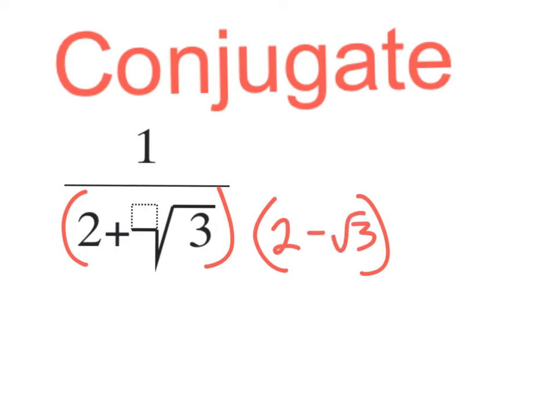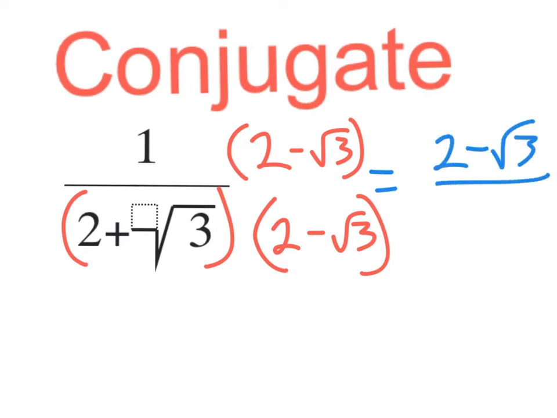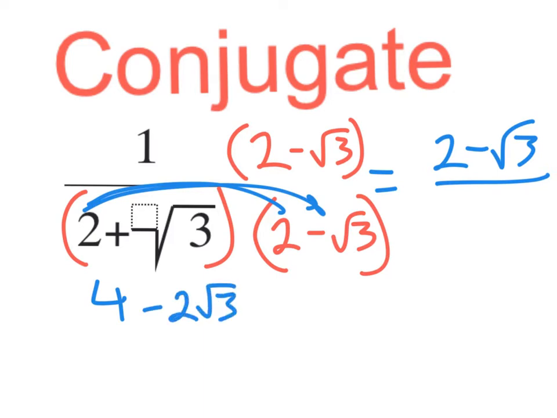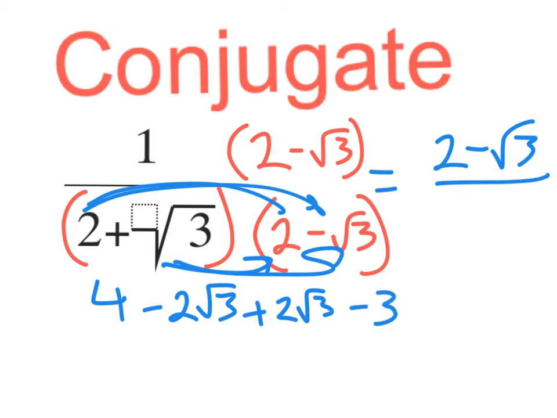And of course, what you do to the bottom, you have to do to the top, 2 minus the square root of 3. So when we work this out, on top, obviously we'll have 2 minus the square root of 3, because 1 times that is exactly that. But down there is where the interesting thing happens. 2 times 2 is 4. 2 times negative square root of 3 is negative 2 square roots of 3. Positive square root of 3 times positive 2 is positive 2 square roots of 3, and positive square root of 3 times negative square root of 3 is going to be a negative square root of 9, which takes you back to 3. And once again, the middle terms do cancel out.